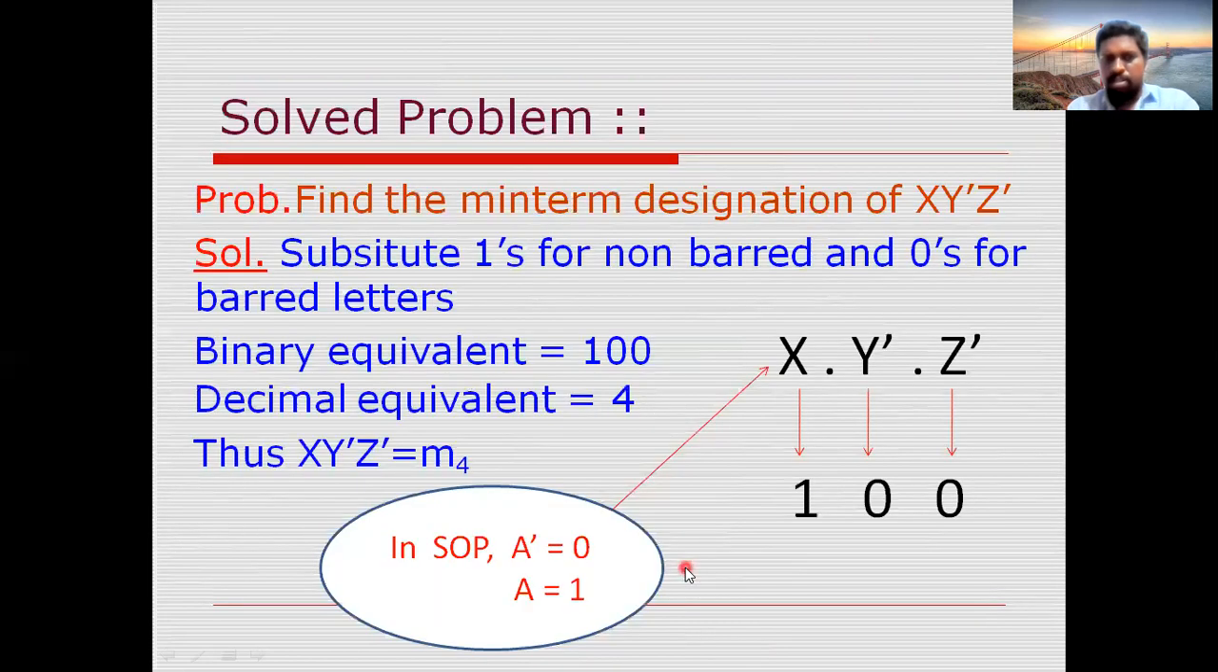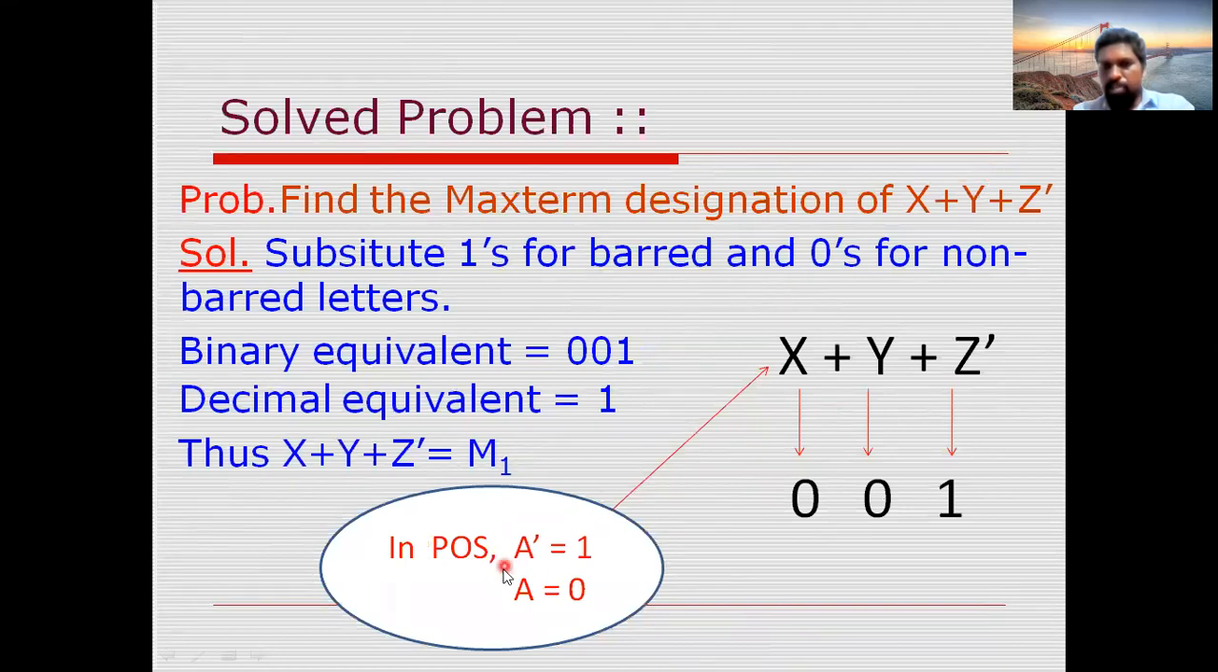If you see here clearly, how do we write the answer for this? We have x, y bar, z bar. Min term means it is SOP, so you should remember these considerations. A literal without complement is taken as 1, so I took x as 1. Here a complement is there, so y is 0. Here a complement is there, so z is 0. So the answer for 100 is 4. Therefore, m4 is the answer, small m4.